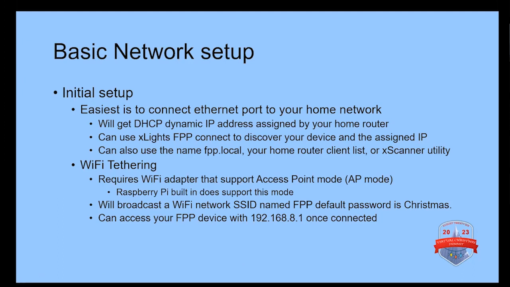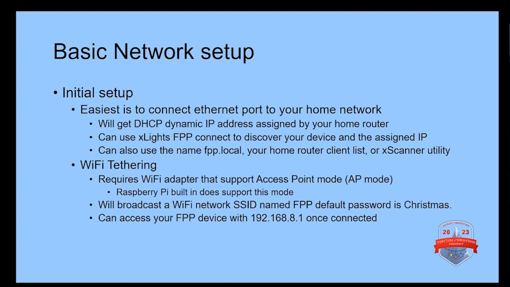If it doesn't get discovered in xLights, or you don't have xLights installed yet, which you should, you can also just open the browser and try to use the default name of fpp.local in your browser. Or you could log into your home router and look at the client list, or use an IP scanning utility such as the xScanner utility, which is part of xLights. So basically that process is just to, when you first plug it into your home network, you don't know what the IP address is yet.